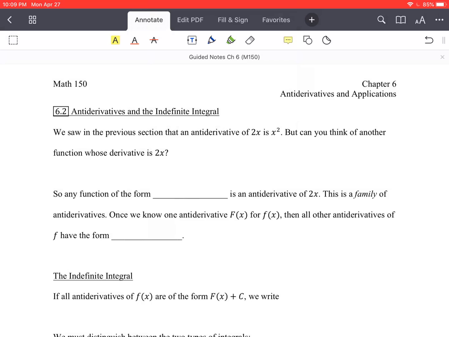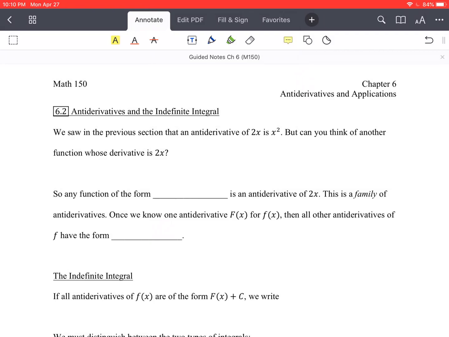Alright, let's get into section 6.2, talking about antiderivatives and the indefinite integral. We saw in the previous section that an antiderivative of 2x is x squared, because the derivative of x squared is 2x. But can you think of another function whose derivative is 2x? Take a second, think about it. Can you think of any other functions that, when you take their derivative, give us 2x?